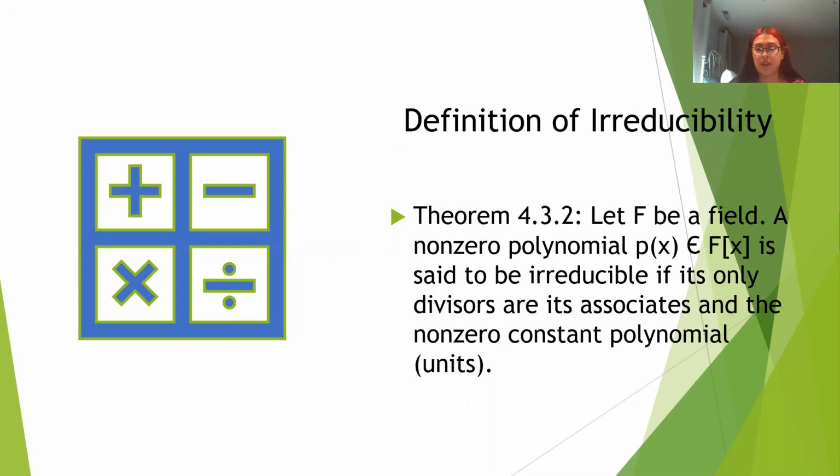For the definition of irreducibility, it is stated in theorem 4.3.2, which states, let f be a field. A non-zero polynomial p of x in f of x is said to be irreducible if its only divisors are its associates and the non-zero constant polynomial. And by associates, based on definition 4.3.1, an element A, which is part of a commutative ring with identity, is said to be an associate of an element B of R if A equals BU for some unit U. So in this case, we can see that A is irreducible because its only divisors are its associate B and some unit U.